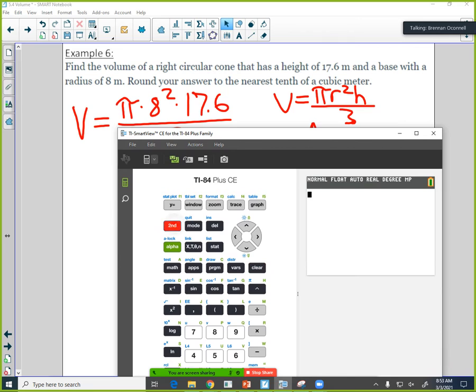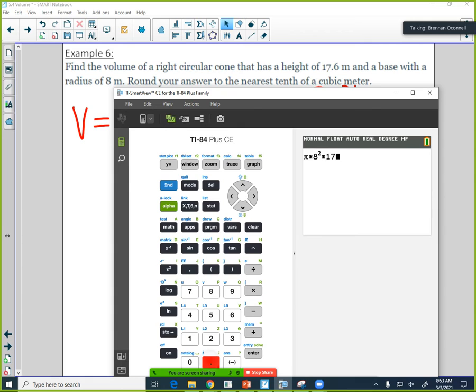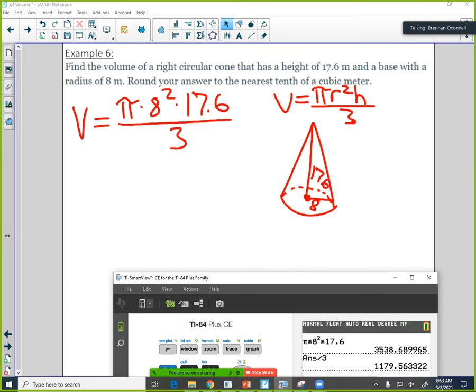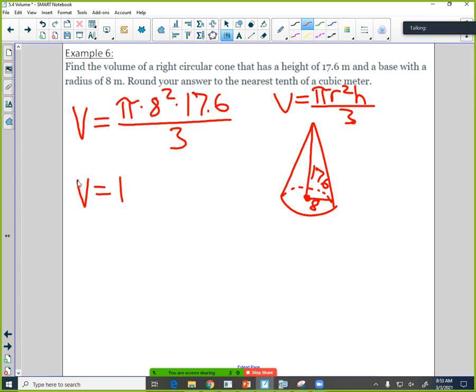And then this is something I can just type in my little graphing calculator here. We have pi, which is that second, and then this button right here, times 8 squared, times 17.6, and then divide that all by 3. You get 1,179, and then we would round that 0.5 up to 0.6, so 1,179.6. And then that'll be in cubic meters.